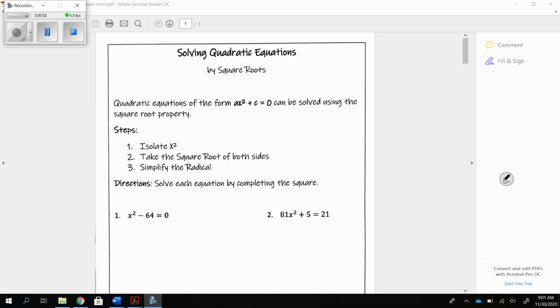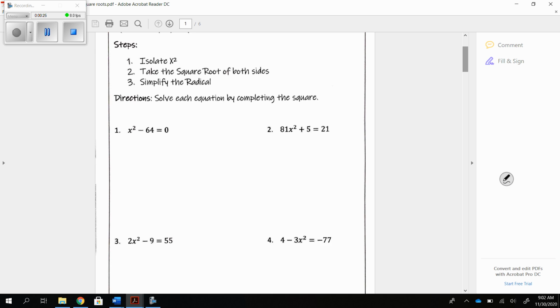All right, today we are solving quadratic equations by square roots. It says quadratic equations of the form ax squared plus c equals 0 can be solved using the square root property. These are the steps. Isolate x squared, which means get it by itself, take the square root of both sides, and then simplify the radical. So number one is x squared minus 64 equals 0.